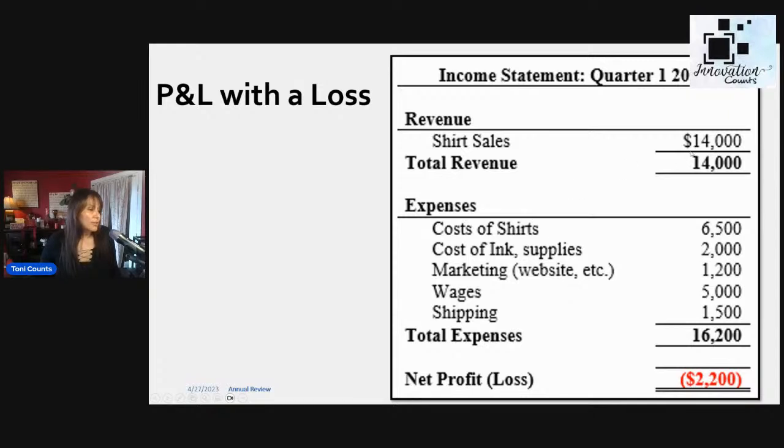So we've got shirt sales of 14,000, total expenses of 16,200. So this business had a loss of 2,200. So yeah, you can see how that can happen. But without measuring it and without seeing these types of reports, you're not going to know where you're landing at on a monthly basis or a quarterly basis for this example.